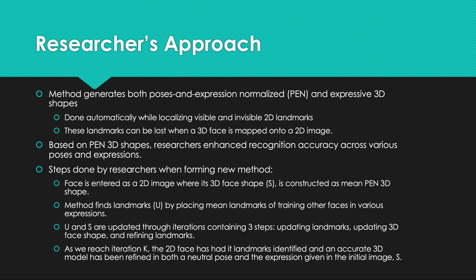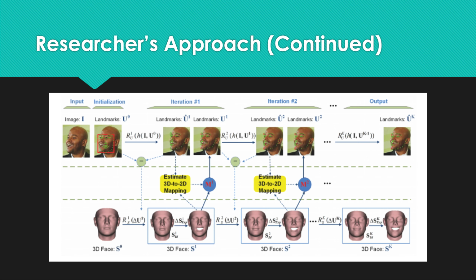U and S are updated through iterations containing 3 steps: updating landmarks, updating 3D face shape, and refining those landmarks. As we reach iteration K, or the final iteration, the 2D face has its landmarks identified on an accurate 3D model and has been refined in both a neutral pose and the expression given in the initial image.